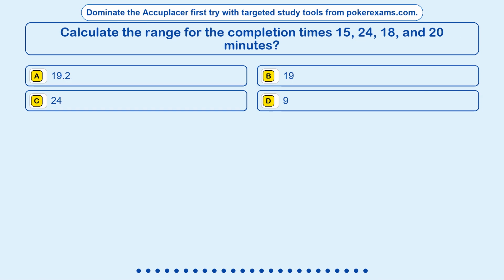Question 9. Calculate the range for the completion times 15, 24, 18, and 20 minutes. Option A, 19.2. Option B, 19. Option C, 24. Option D, 9.